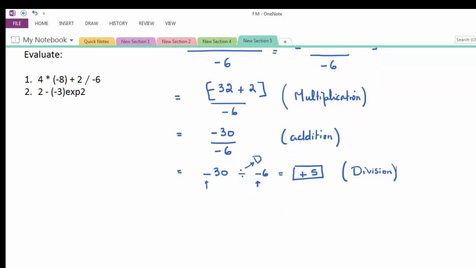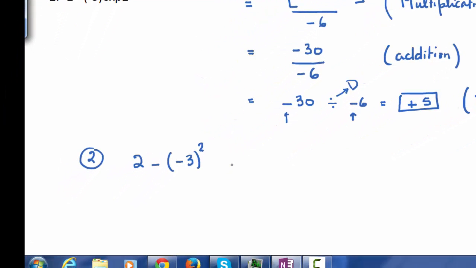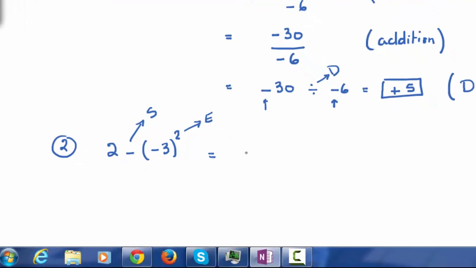Let's see question number 2. It's saying 2 minus negative 3 with exponent 2. That means negative 3 squared equals. Now, how many operations do I have? The first one was the subtraction. The second one is the exponent. Which one is more powerful? As you know, exponent. So let's start with the exponent.